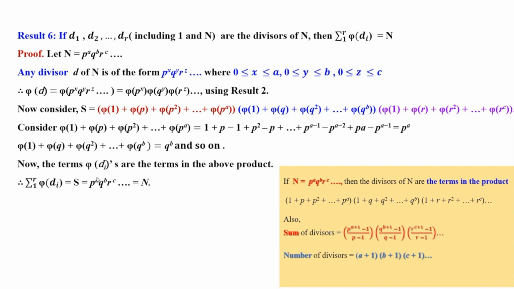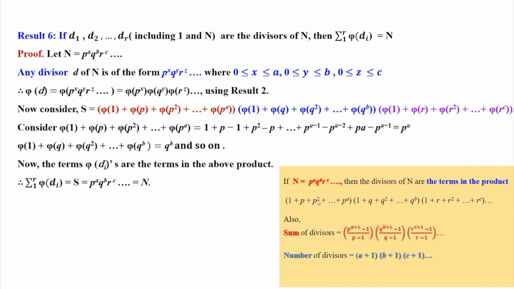So the terms in phi of di are the terms in the above product, and therefore the summation of phi of di is nothing but this product itself. And in that product we have each one to be p power a, q power b, r power c, which we have taken as n. So the proof is similar to that of this.